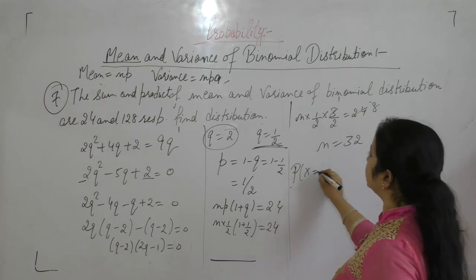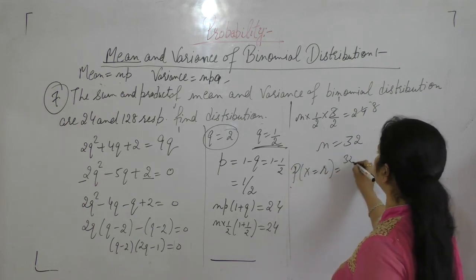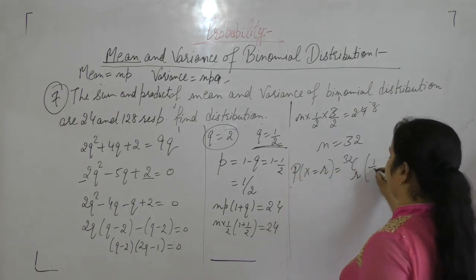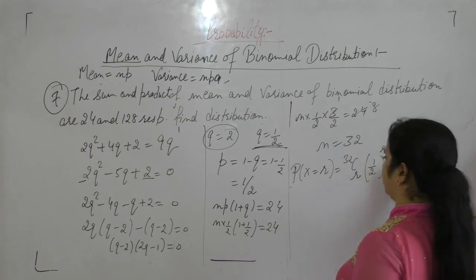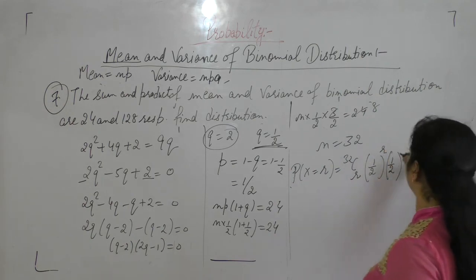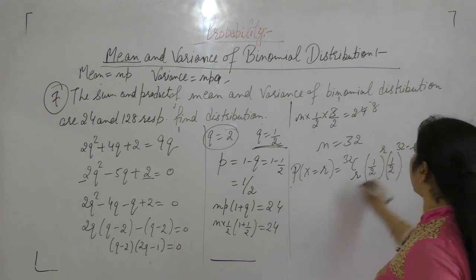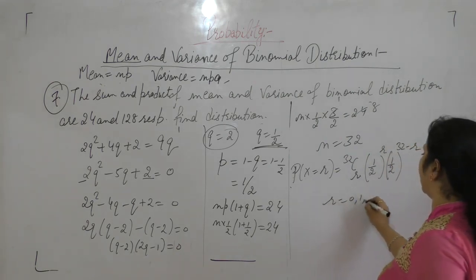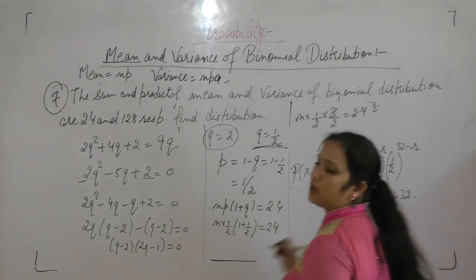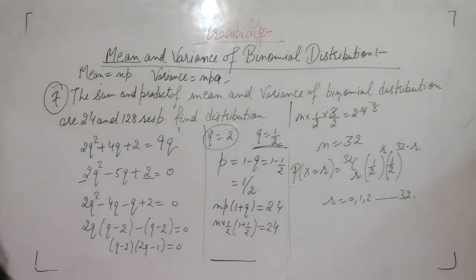So the binomial distribution is nCr p^r q^(n minus r), R is 0, 1, 2 up to 32. So this is the required binomial distribution.